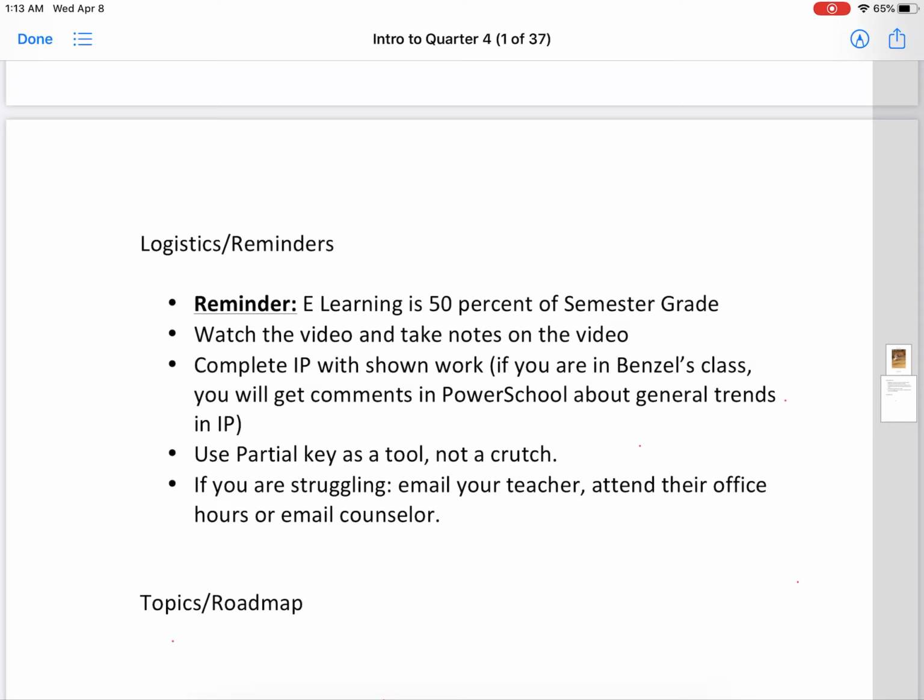Make sure that you are using the partial key as a tool and not a crutch. So partial keys are not there just to copy. They are there to see some worked out examples, and could you apply that same reasoning to some examples that you have to work out completely on your own.